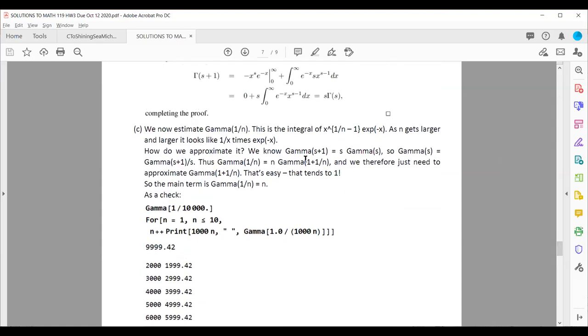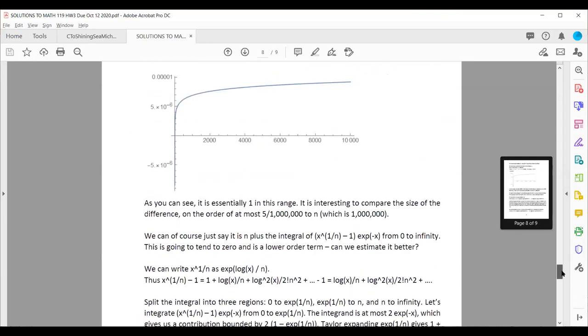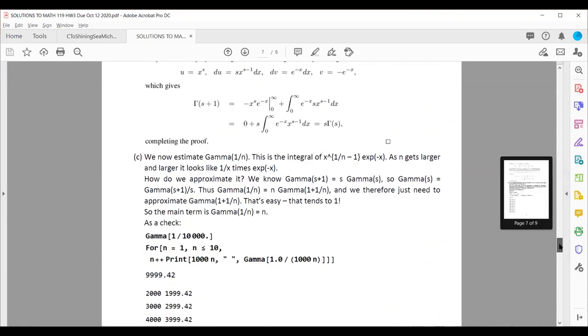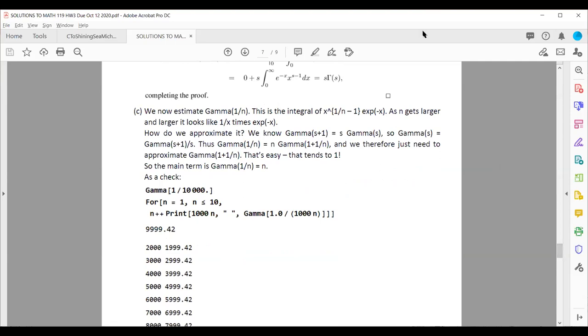The idea is we know gamma of s plus 1 is s gamma of s. Normally we're using this to find the value at s plus 1, knowing the value at s, but we can do it the other way. We can solve for gamma of s as gamma of s plus 1 divided by s. The reason that's nice is when we now look at gamma of 1 plus 1 over n, did I write that out? That's okay. You go to the board.